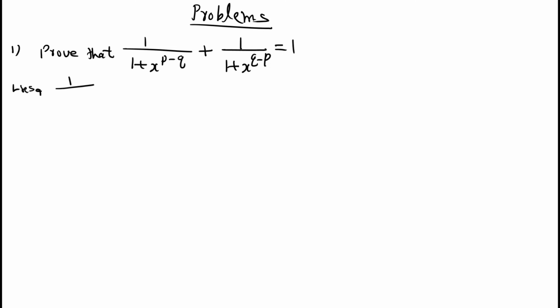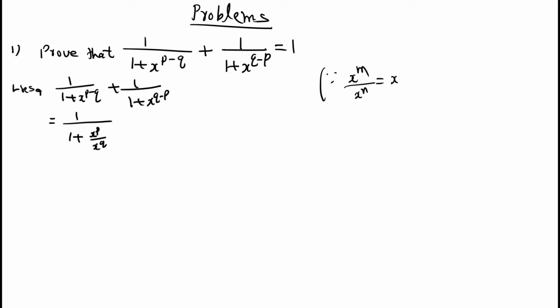LHS is 1 by 1 plus x to the power p minus q, plus 1 by 1 plus x to the power q minus p. So it is equal to 1 by 1 plus, here see x to the power p minus q is there. You can write it as x to the power p by x to the power q. Reason is, since x to the power m divided by x to the power n is x to the power m minus n. Plus similarly 1 by 1 plus x to the power q minus p, you can write it as x to the power q by x to the power p. Here also applying the same formula.